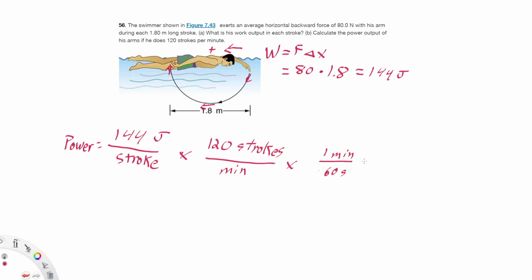So this is about 290 watts. Questions or comments?